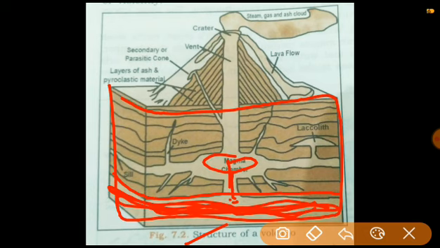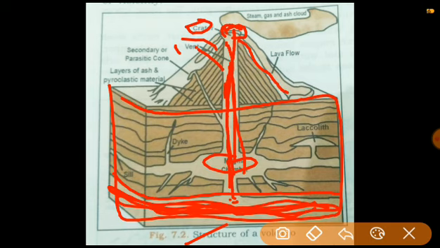When this magma comes out through a narrow tube, just like a pipe, this pipeline is called the vent. Remember, this main pipeline is called the vent. And the opening mouth where the lava comes out is called the crater. I hope it is clear. Only you have to remember the names.